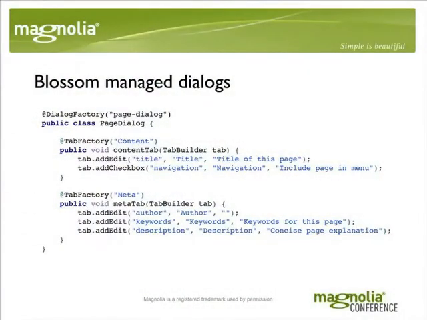So this is an example of what a dialog looks like. It's a simple Java class annotated with dialog factory, which holds the name of the dialog. And what you do in classes like this is you add methods and you annotate them with the tab factory. And in the annotation, you specify the label of the tab. So this is a class that provides a dialog named page dialog. It has two tabs, content and meta.